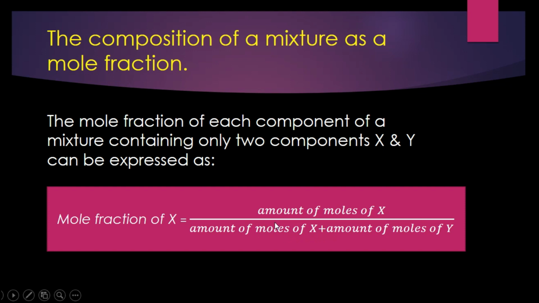method. That means if we want to find the mass fraction of X, the mass of X comes on top. If we want to find the volume fraction of X, the volume of X comes on top and the total volume comes down. Now here we have to find the mole fraction of X. So the amount of moles of X comes up and the total number of moles comes down. In the same way, if you want to find the mass fraction of Y, the mass of Y comes up and the total mass down.